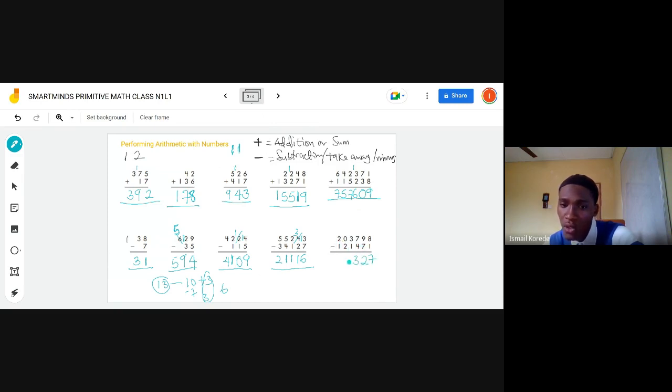3 minus 1, 2. 0 minus 2 is not possible. It's not possible. So you have to borrow from this 2 so that the 2 can become 1. Then you add that 1 to 0, so it becomes 10. Do not forget that 1 that you borrow is going to become 10. So 10 minus 2 gives 8. Then 1 minus 1 gives 0. So I can express this as what? 82327, which is what?